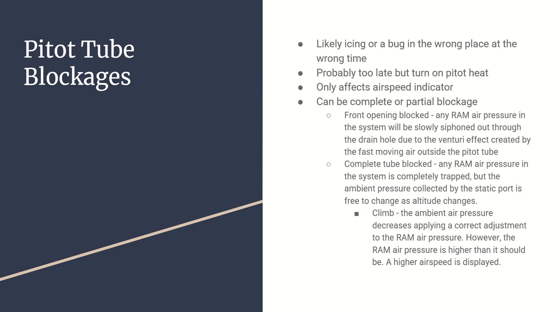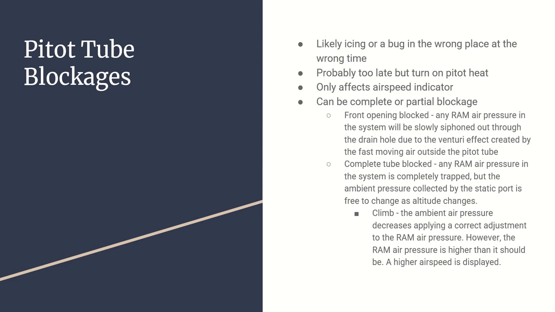If we talk about the pitot tube blockage, we know that the pitot tube only affects one of our instruments, the airspeed indicator, and this is where that ram air pressure comes from. So we have a couple different stages of blockages to talk about for the pitot tube. Stage one is the most simplistic. The opening to the pitot tube is blocked, so that front opening is blocked. So let's say a bug jams itself in there.